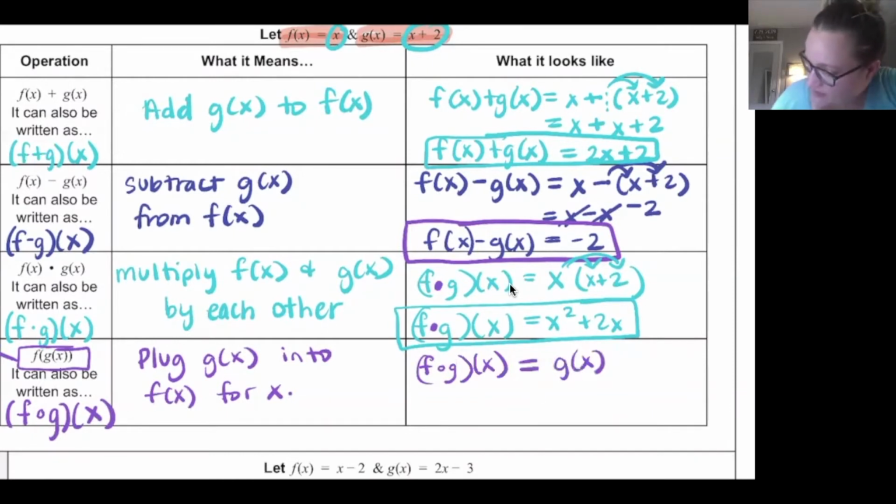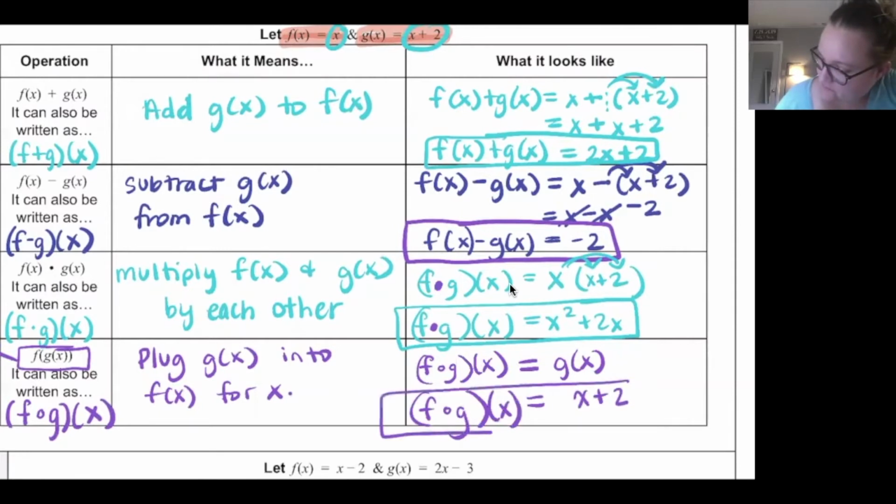Well, what is g of x? G of x is x plus 2. So f of g of x is just x plus 2. There's nothing to simplify for this case. Okay.